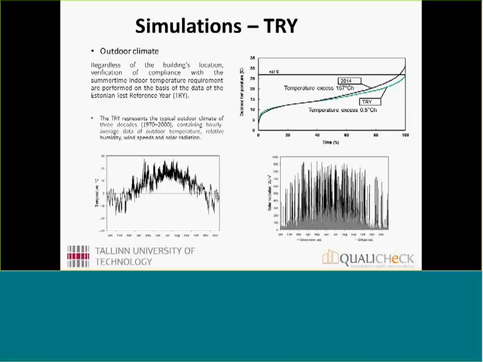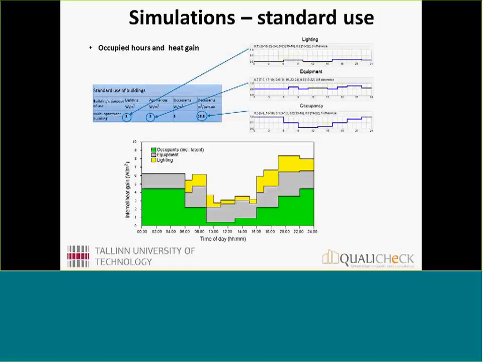And the simulation procedure is with a test reference year, so it is fixed. And you can see, for example, with 2014, when we did measurements, it was much warmer compared to the test reference year. So you cannot expect that the simulated results with the test reference year and real measurement results will be the same, because already the weather data is different.